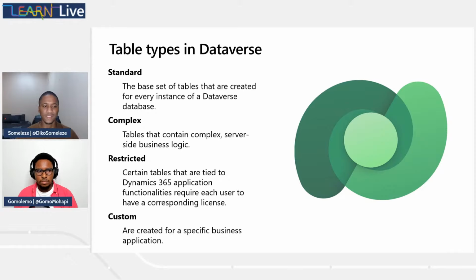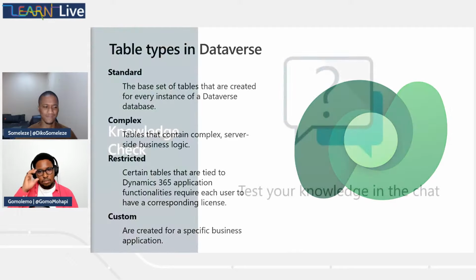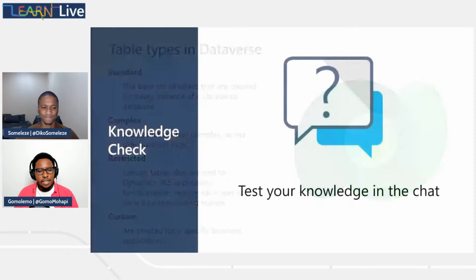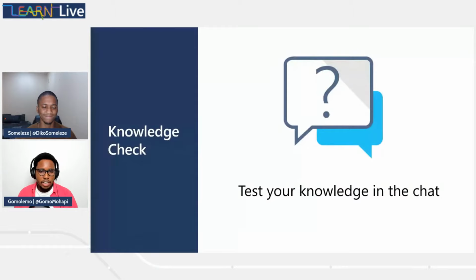Right. So obviously we've been talking for quite a while now, and I'm just going to hand it over to Homo. He has something very interesting for us. Yeah, I think it's time for our very first knowledge check. We've spoken a lot about the types of tables within Dataverse, and I know we have all this information coming in. It's best to actually see this in action.